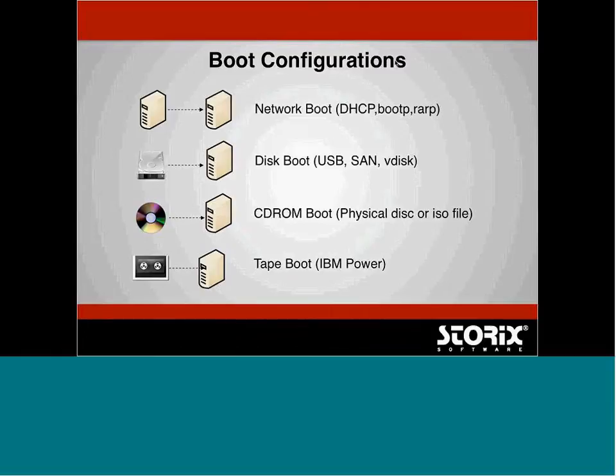Now, when you're booting, most people are familiar with making your bootable ISOs. You may already be familiar using that. It also can just be an ISO file, so if you want to copy that around. Obviously, tape boot if you're on IBM Power, whether it be AIX or Power Linux. Disk boot, you can take a slice off the SAN, USB drives, that sort of thing. And then network boot. We're going to focus more on network boot right now because you've got different options and different ways to do this. DHCP, BootP, or RARP.